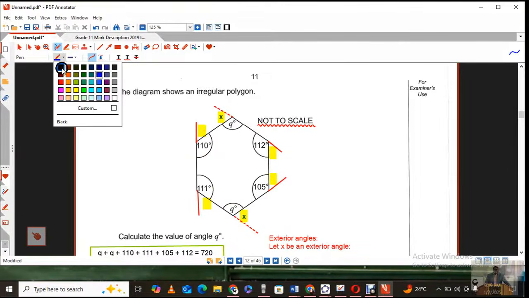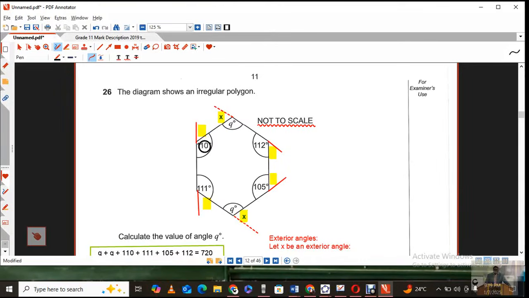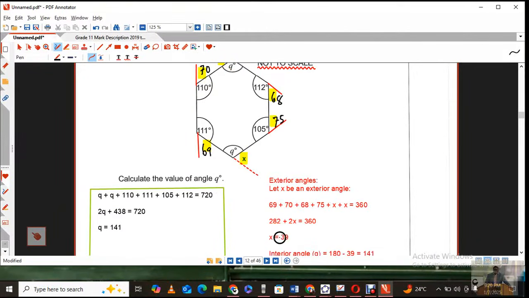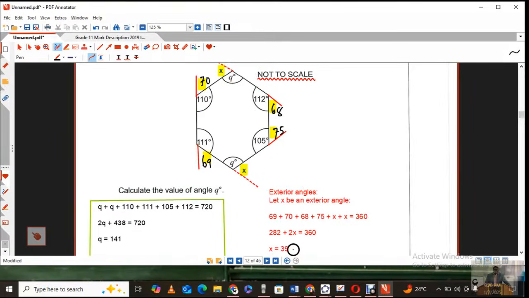So you know that if the interior angle is 110, then this one is 70 because they must give you 180. This is 111, so this one will be 69, for example. This is 105, so this one must be 75. This is 112, so this one will be 68. So what I did on this other part, this is the part that I want you to focus on. So I said 69 plus 70 plus 68 plus 75, which are those exterior angles, plus the two identical ones, gives me 360.